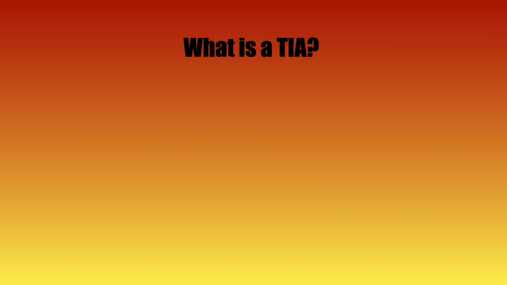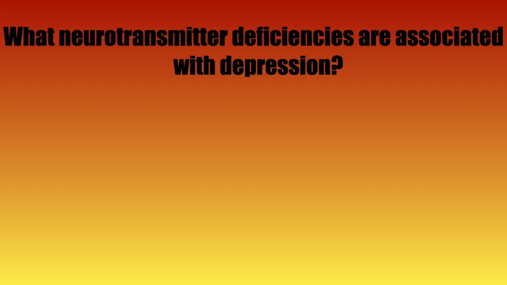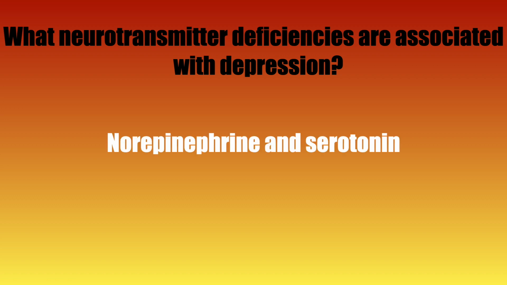What is a TIA? The answer is mini-stroke, temporary disruption of blood flow to the brain, spinal cord, or retina. What neurotransmitter deficiencies are associated with depression? The answer is norepinephrine and serotonin.